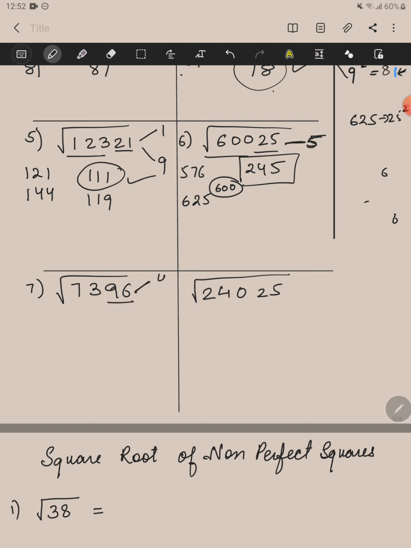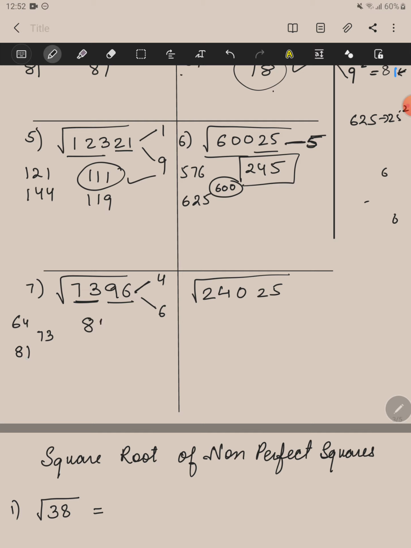96 either comes with 4 or comes with 6. The number closest and smaller to this is 8. Now 64 or 81. 73 will be close to which number? 73 and 64, the gap is 9 numbers, where here the gap is 8 numbers.